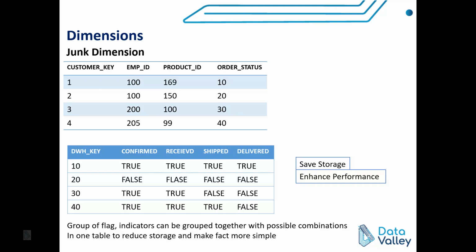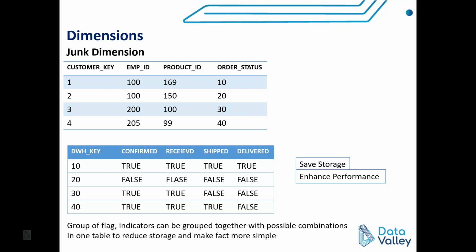Imagine if you have a fact table with millions of records. And in each record, you need to save four columns and four string values, which for sure will take a lot of space. But when we separate all these flags into a separate table, we now have only one column to refer to each status, which saves a lot of space. In this example, we have four records, but in a production environment, you can have millions and millions of records. So this for sure will save a lot of space for us.